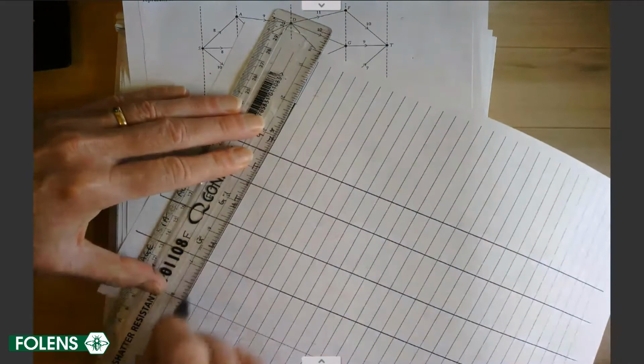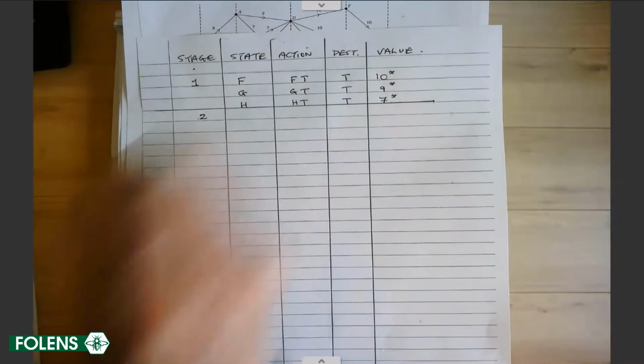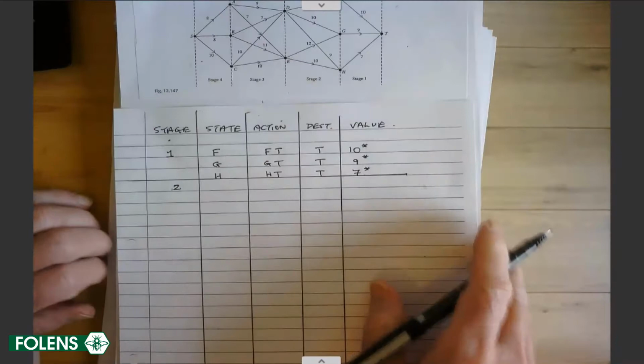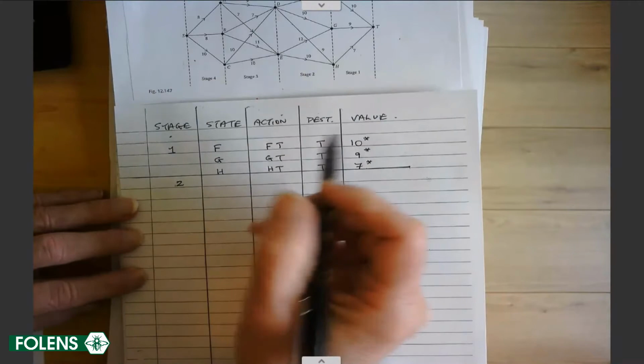Now let's go back a stage. Things begin to hot up and get more interesting. If we go back a stage to stage two, and we always go backwards using Bellman, always backwards from the terminus, or what's called the sink node.